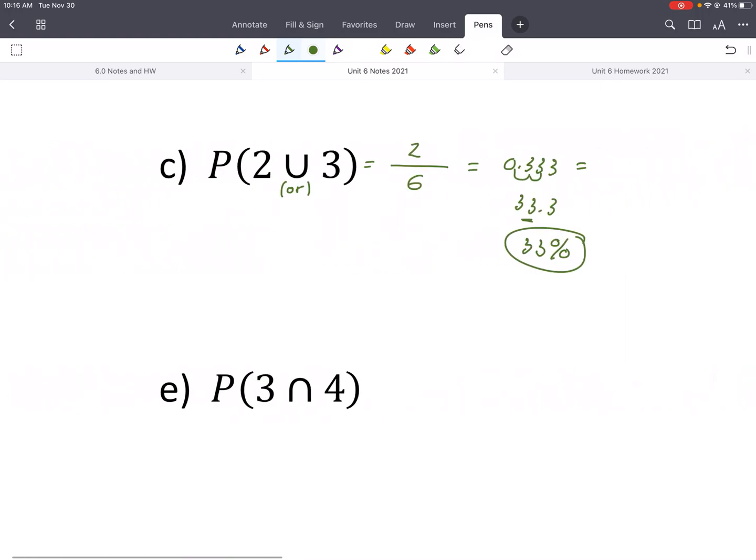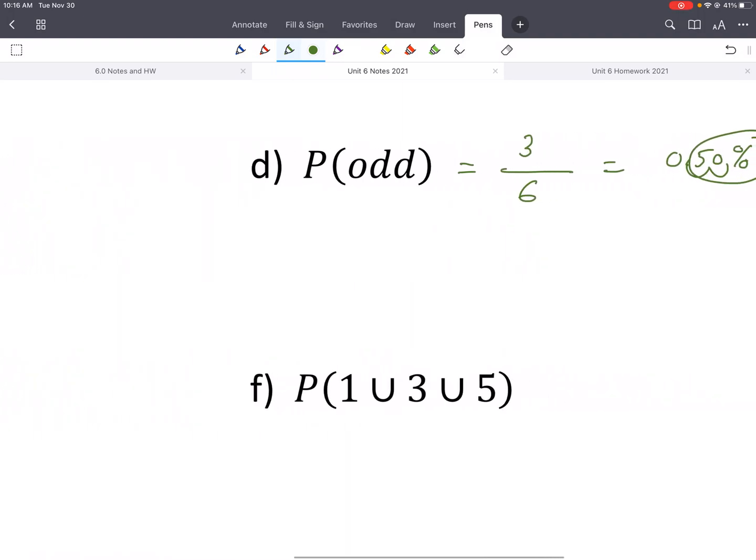Let's talk about this one. So intersection is like the word and. So what's the probability of rolling a 3 and a 4 at the same time? Okay. So this would be 0 out of 6. There's no way that you can roll a 3 and a 6 with one roll. Does that make sense? So the percentage here would be 0%.